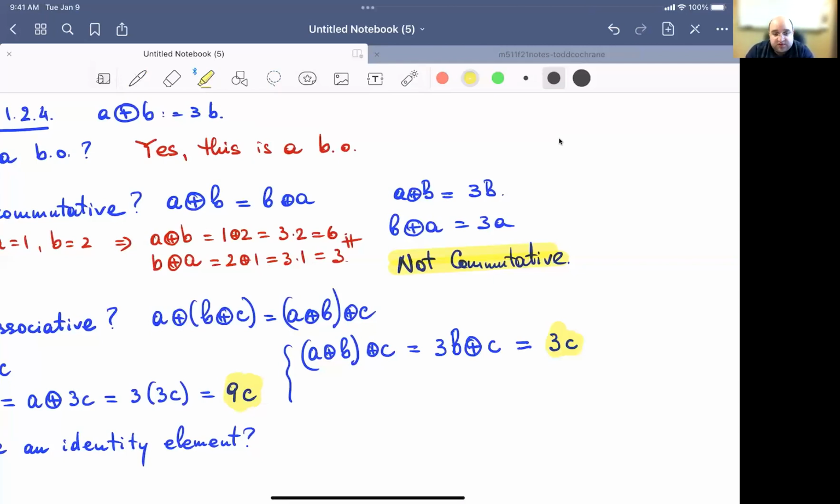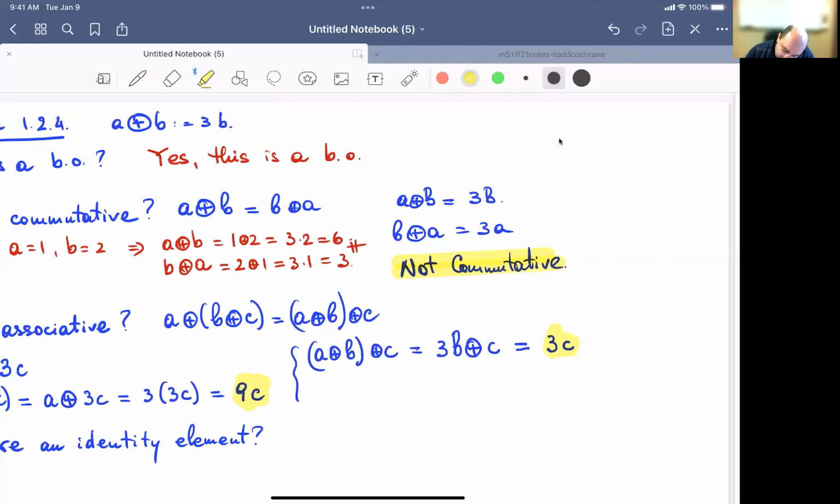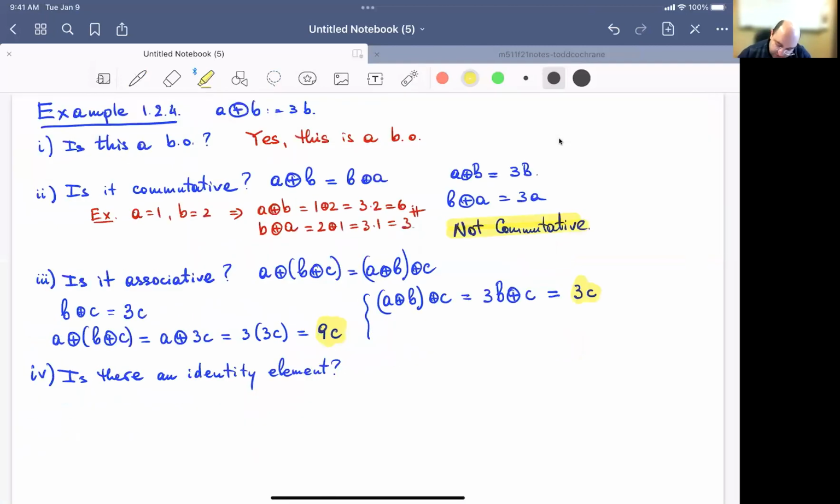So for instance, I could have taken c to be 1, and that would give me a counterexample to the associative rule. So this is again an example of something. So it's not commutative. Okay, so it's not commutative. So another way of doing this: we saw the right-hand side and left-hand side give me different expressions, so they're not equal to each other. So that means it's not commutative.